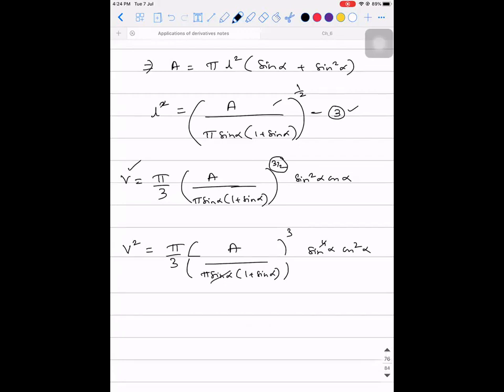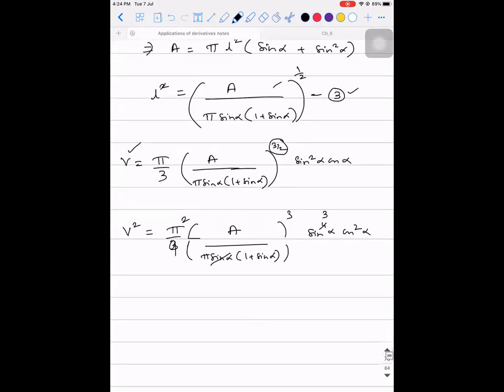Sir, it's pi square by 9. Yeah, pi square by 9. So anything else? A by pi sin alpha into 1 plus sin alpha, the whole power 3. So this will be sin cube alpha into cos square alpha. Now I have to write V square is equal to pi square A cube divided by 9 pi cube into sin cube alpha into cos square alpha divided by 1 plus sin alpha, the whole cube.